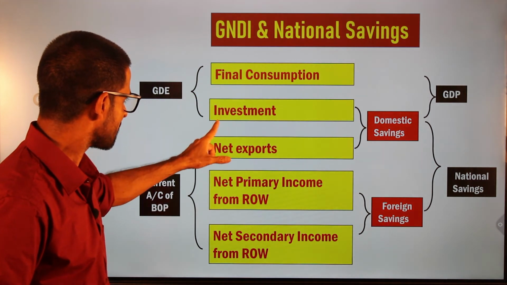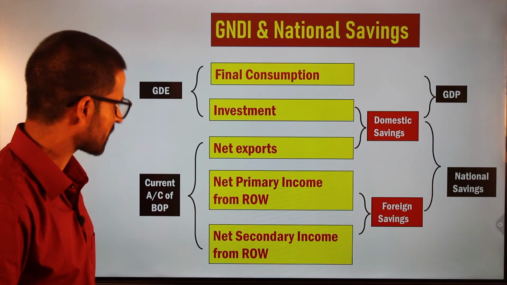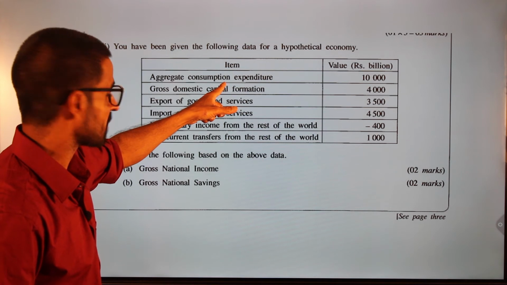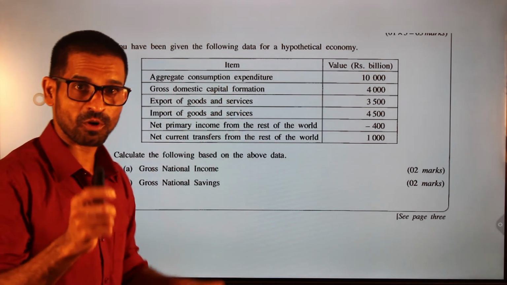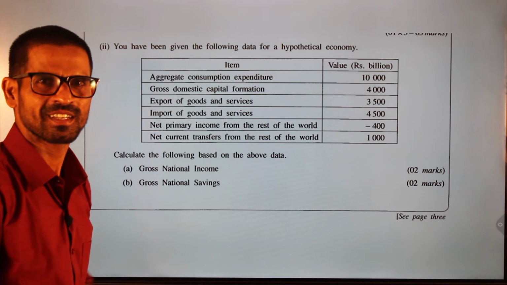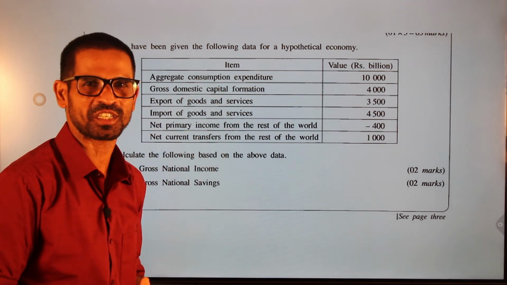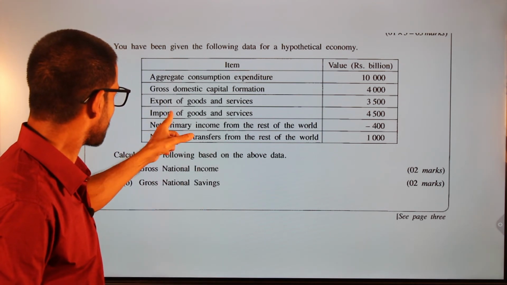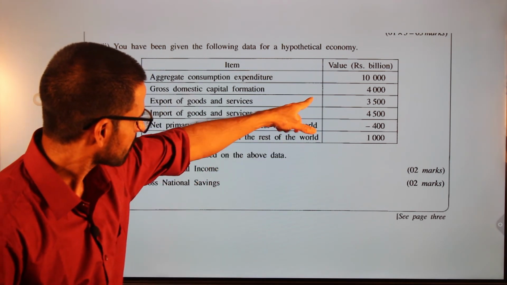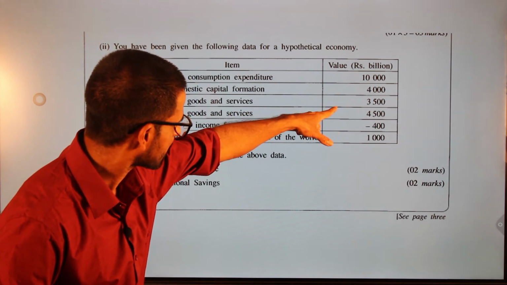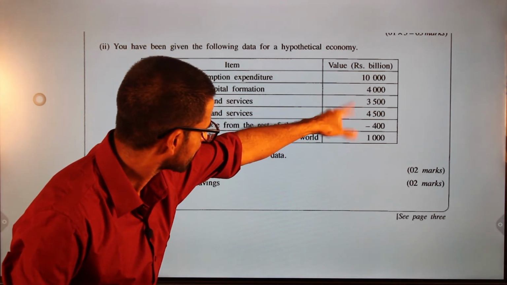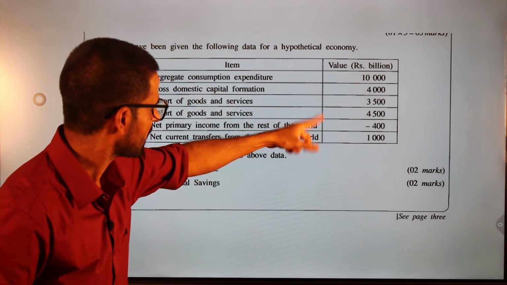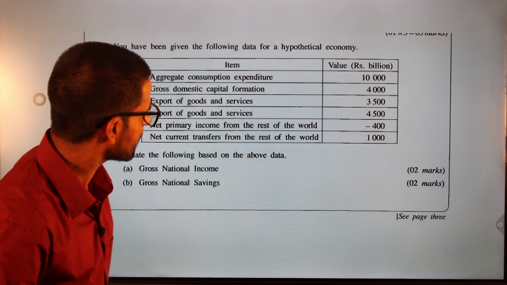Final consumption, investment, net exports, net primary income from the rest of the world. Right. So aggregate consumption, that is final consumption. Gross domestic capital formation means another word for investment. A simple tactic they use in the examination to test you. Right? Gross domestic capital formation, that is investment. Then exports minus imports. Right? What is the value here? 40, gross domestic expenditure 14,000. Then this gap is minus 1,000. Yes, because imports are greater. Right? That's the Sri Lankan way. So then it's going to be 13,000.